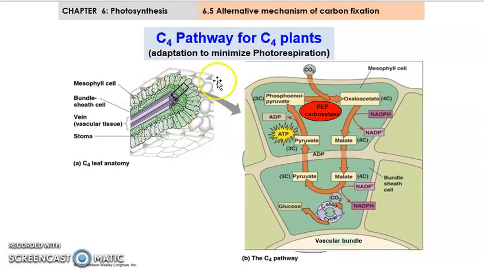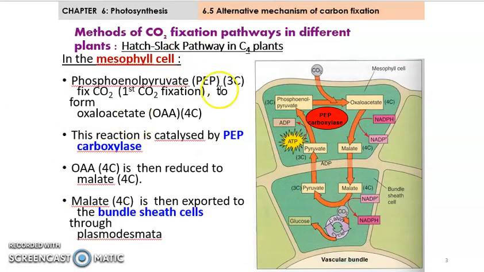So the C4 pathway is actually one of the adaptations to minimize the photorespiration. Kalau awak tengok based on this diagram, untuk C4 pathway ni sebenarnya dia akan melibatkan dua sel. The first one kita panggil sebagai mesophyll cell yang berada di bahagian atas dan di bahagian bawah ni kita panggil sebagai bundle sheath cell. Now we look at the methods of the carbon dioxide fixation pathway. This one adalah Hatch-Slack pathway ataupun C4 pathway in C4 plants.